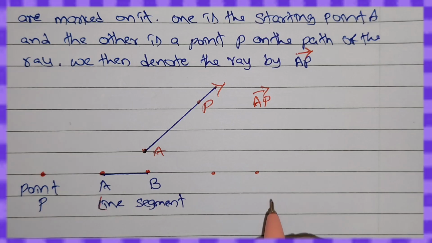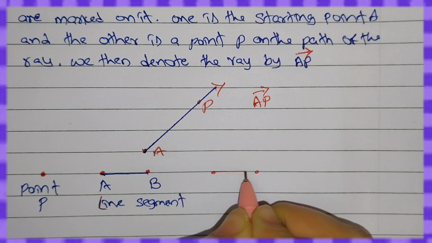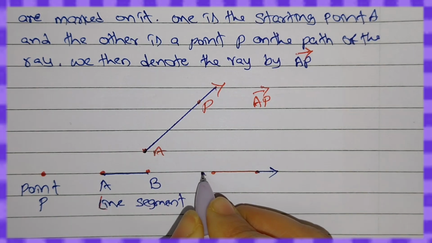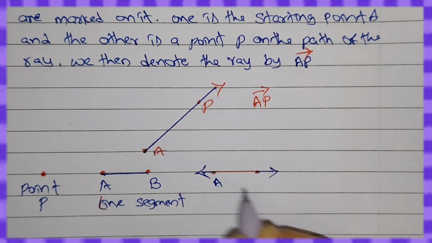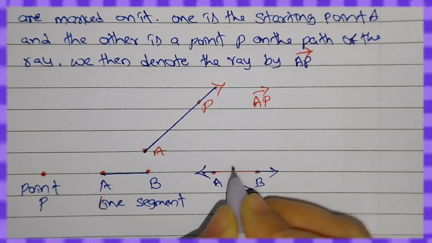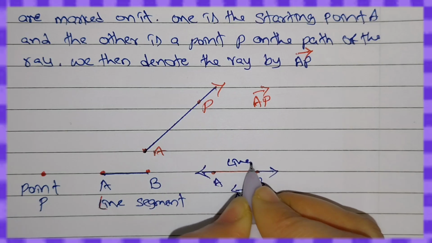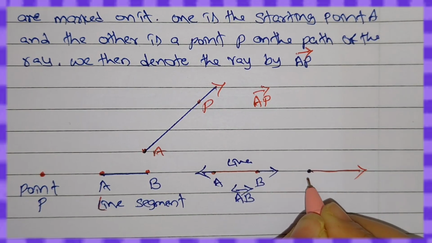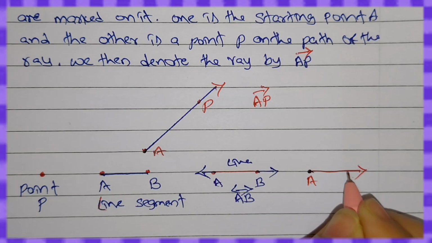I hope you understand what a point, line segment, line and ray are. A point is a specific location. A line segment is a part of a line with two endpoints. A line is a set of points that extends infinitely in two directions. A ray is a line that extends infinitely in only one direction from a single point. Don't confuse line segment and line.